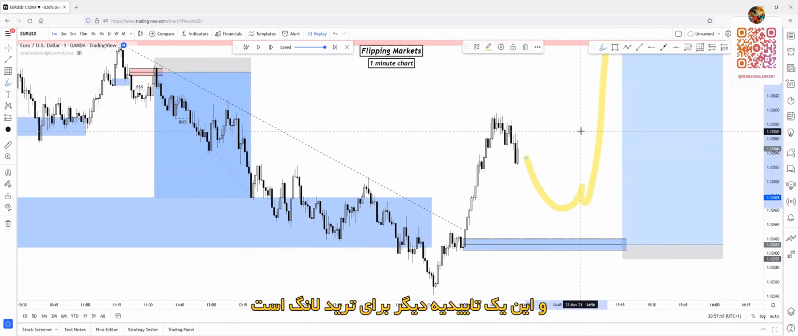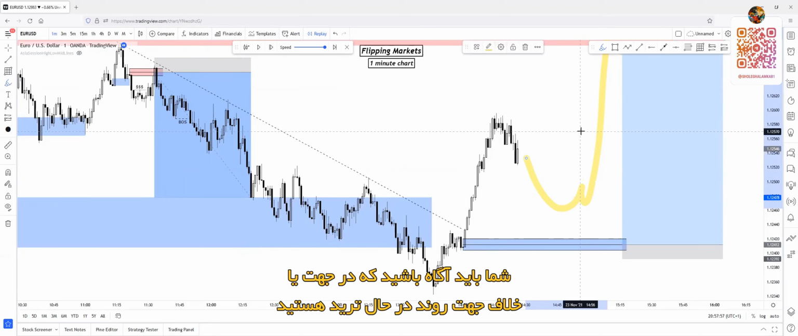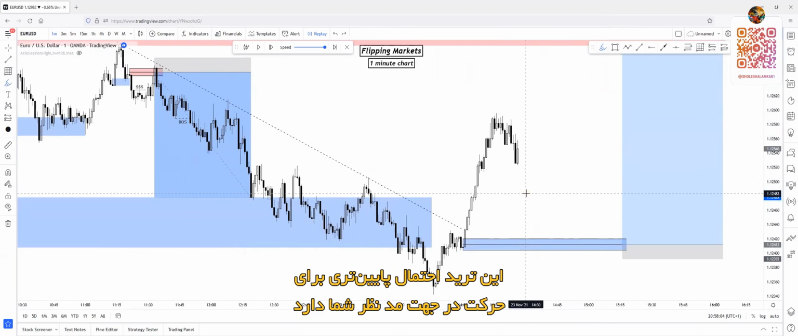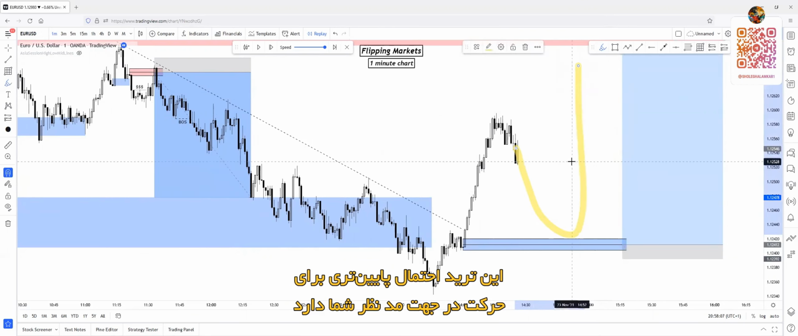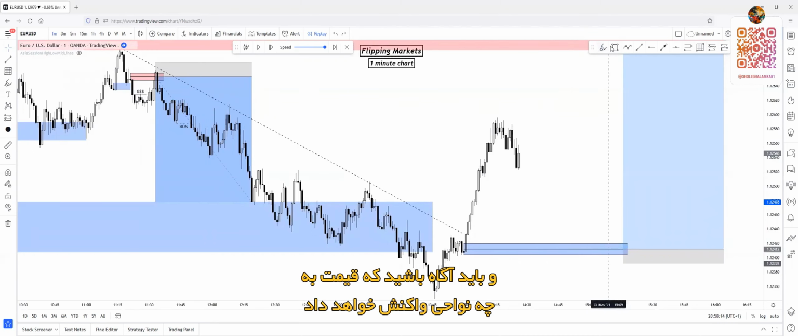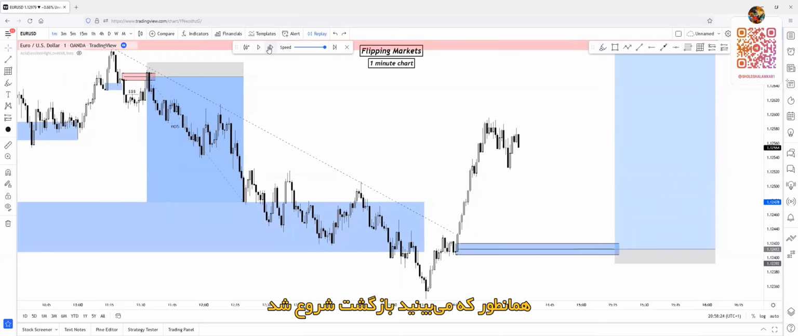But just a reminder, long trades in this scenario are still counter trend trades. You have to know whether you're trading a counter trend trade or a pro trend trade. This will be a counter trend trade. It has a lower possibility to go in your favor, but it still can be good. Counter trend trades are still good. You just have to know the higher time frame intentions, know where price can react, and set realistic targets for your counter trend trades. Okay, so as you can see, reversal has started.